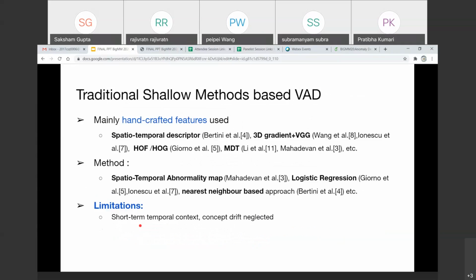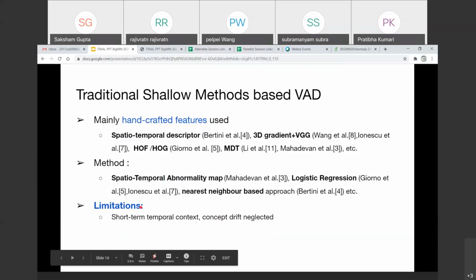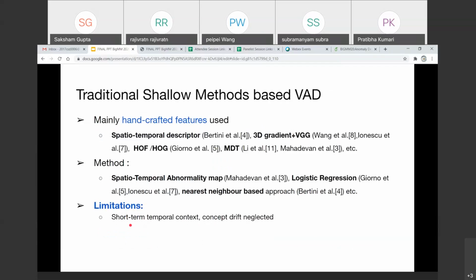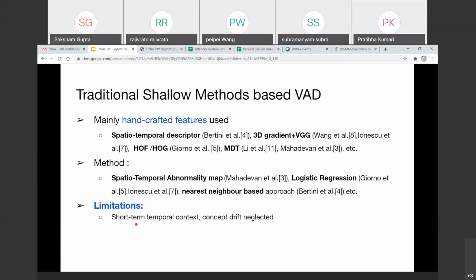The other approaches were traditional shallow methods, which used handcrafted features such as 3D gradient, VGG-based appearance features, HOG features, and MDT features, and the approaches used at the time were logistic regression-based methods and nearest neighbor methods. The limitation with these approaches was that they used short-term temporal context, that is, the duration of training data was limited to just 2 to 5 minutes. And also, since the model was static, it was neglecting the concept drift.